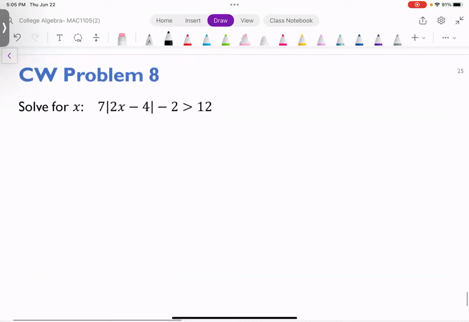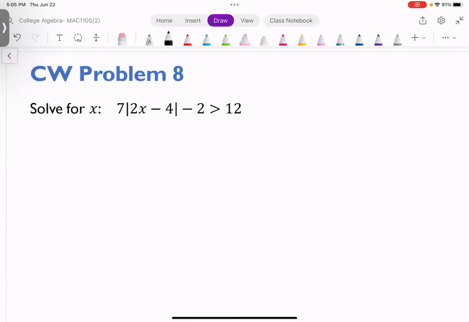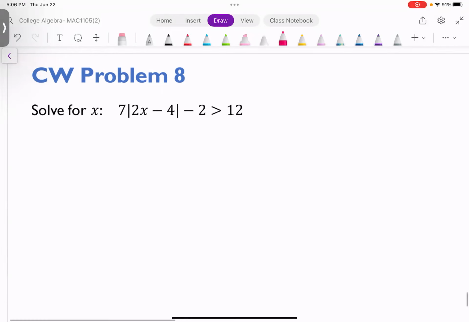And that brings us to our last problem for the evening. I'm going to solve this using the same techniques that we've practiced before. I'm going to isolate the absolute value expression. I isolate it in the opposite order of operations, which means the first thing I undo is addition and subtraction, which would normally be my last step in the order of operations. So I'm going to add 2 to both sides of the inequality.